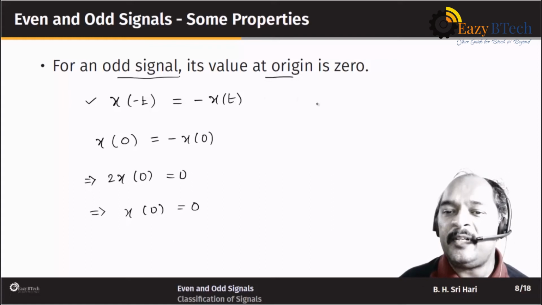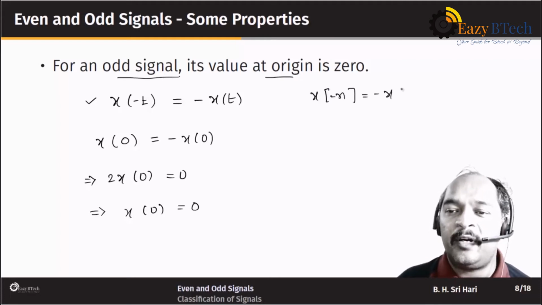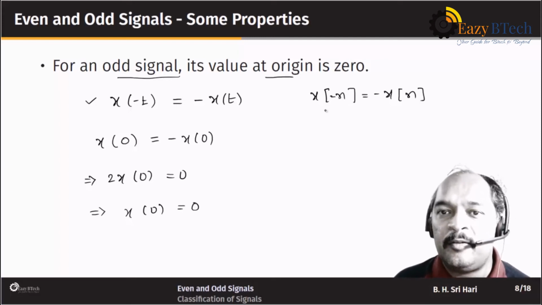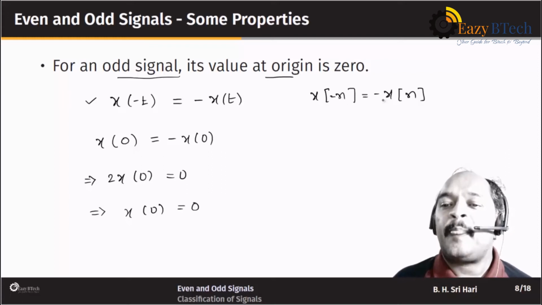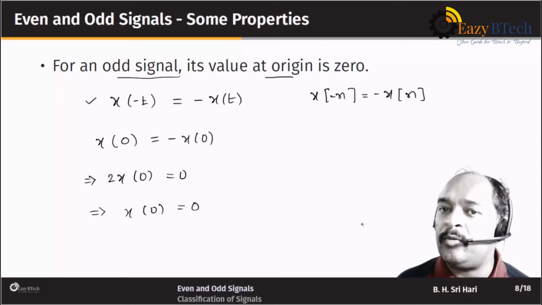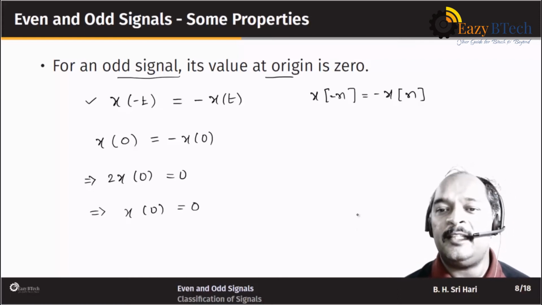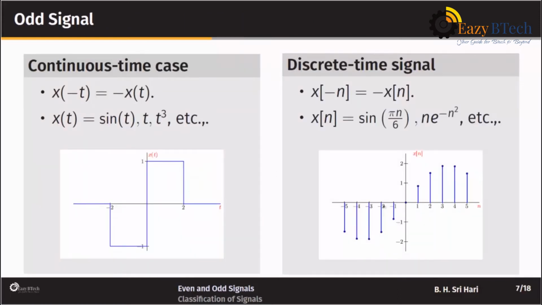The same rule applies for the discrete time case also. You can just check that out. How do I check? I'll just write the condition and then I will leave it as homework. We need to check the value of the signal at n equal to 0. When n equal to 0, what happens? The same steps repeat, and finally you can prove that x of 0 equal to 0. You can readily see that from the previous example, right? So the value of the signal at origin is 0.